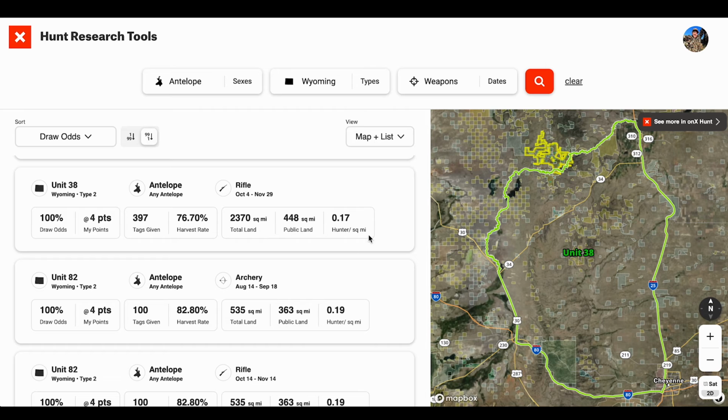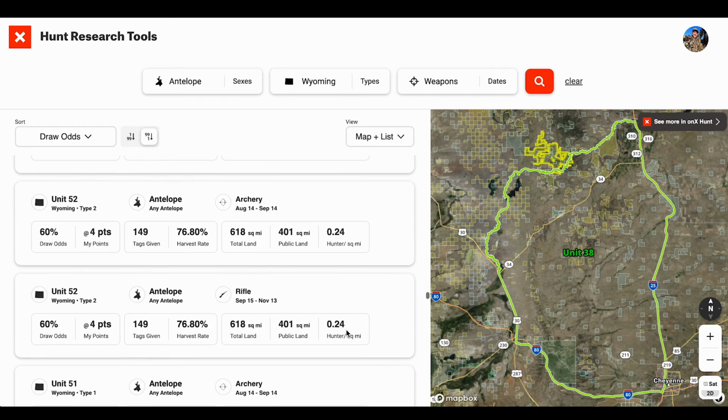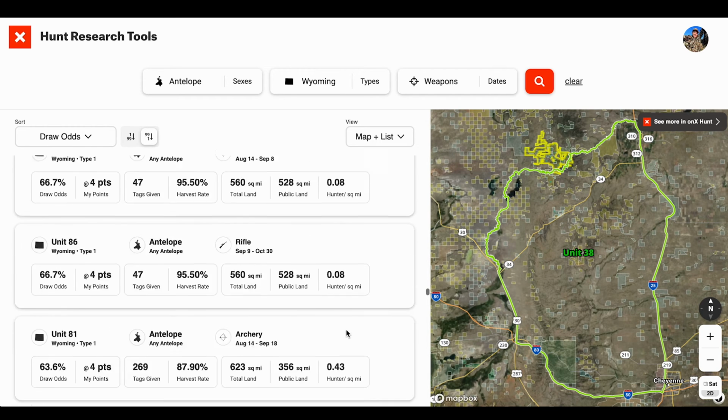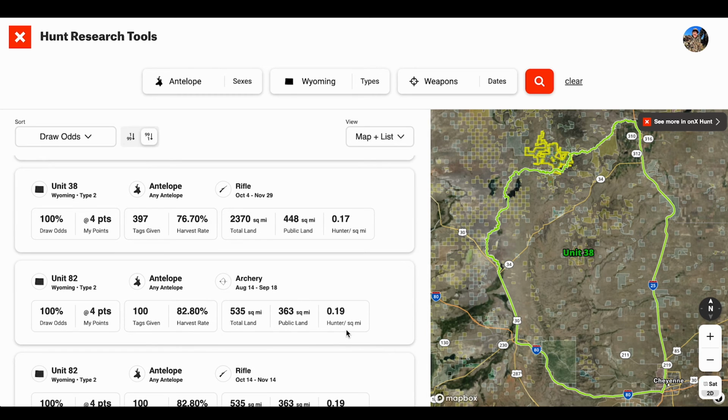And then we've also done a little calculation here. You'll see a box for hunters per square mile. That's kind of a density factor, or how many hunters are in the field. And so based on the tags given and how much square miles there are in a unit, we can calculate how many hunters are going to be there per square mile. So you might have really low hunters per square mile or really high. Depending on the public land as well, that might give you an idea of how many hunters you might see in the field as well.